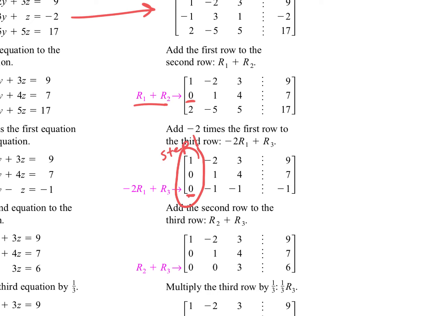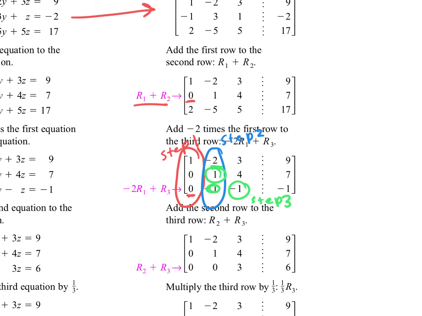Then you go to the second column. This would be step 2. And then you want to get a 1 here, and that's step 3. So always work with the first column first. We need 1, 0, 0. Then this could be any number, but we need a 1 in this spot and then a 0 here.